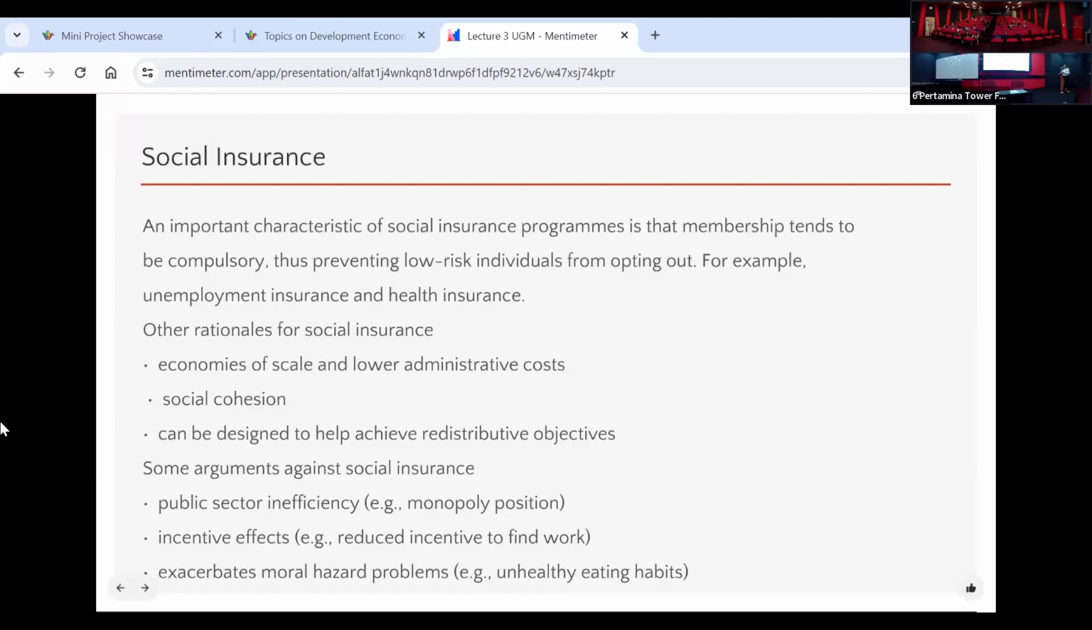There are also some incentive effects. People who have unemployment insurance don't want to find work because anyway the government is giving them money. So what's the point? And it increases moral hazard problems.